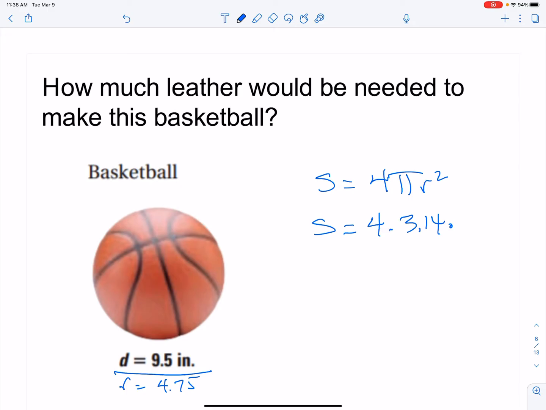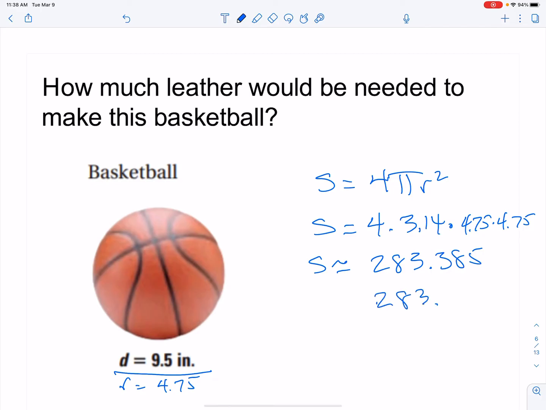So to find the surface area, we do 4 times 3.14 times 4.75 times 4.75, and then you go to your calculator and you type that in. So 4 times 3.14 times 4.75 times 4.75, enter, and you find out that the answer is 283.385. Now, if I asked you to round that to the nearest tenth, it would just be 283 point, we look at the 8, it's going to bump the 3 to a 4, and then it's going to be inches squared.